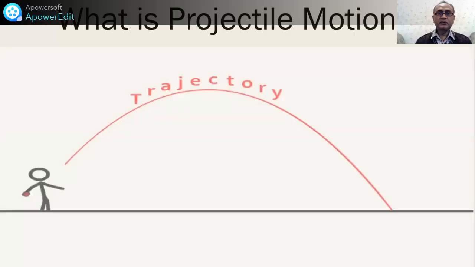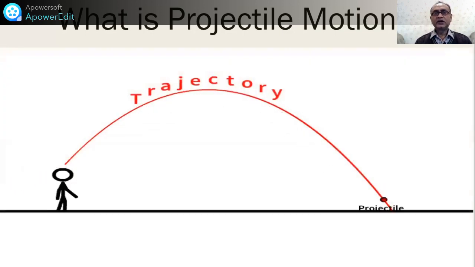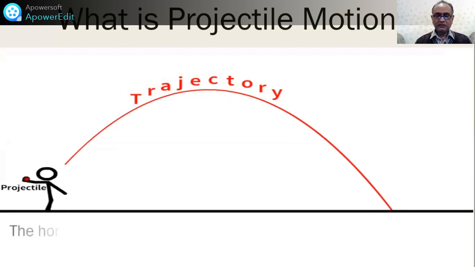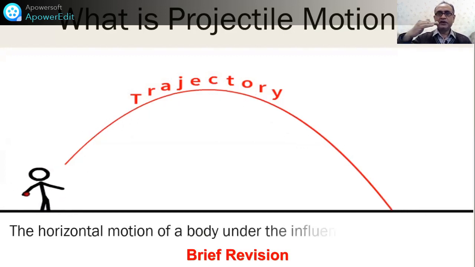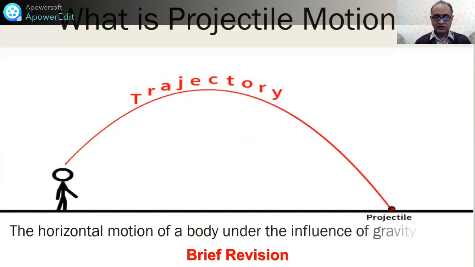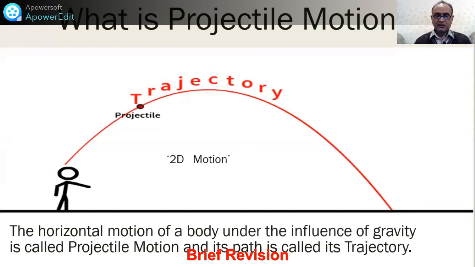Okay, so very brief revision. What is projectile motion? A two-dimensional motion in which the body not only covers the horizontal distance but also the vertical distance. So in this diagram you can see the body is going up, a vertical distance, and the body is also traveling a horizontal distance. So it's a two-dimensional motion. How can we define it? We can define it as the movement of a body under the influence of gravity, right? Okay, it's a two-dimensional motion.